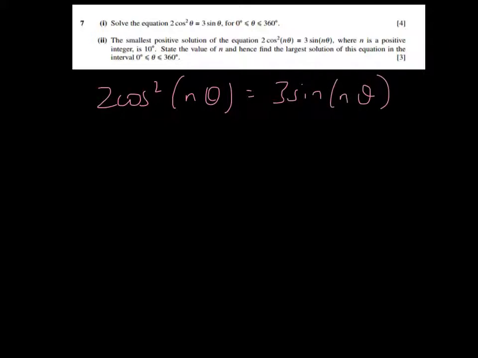And on to part 2. So what does it say here? The smallest possible positive solution of this equation, where n is a positive integer, is 10 degrees. So let's just write this out. So, a pen, sorry, 2 cosine squared of some factor of theta equals 3 sine, again some factor of theta, where n is positive. So n is going to be above 0, and it's an integer. Okay, so basically we're looking at values like 1, 2, 3, 4, 5, 6, 7, 8, 9, and so forth.